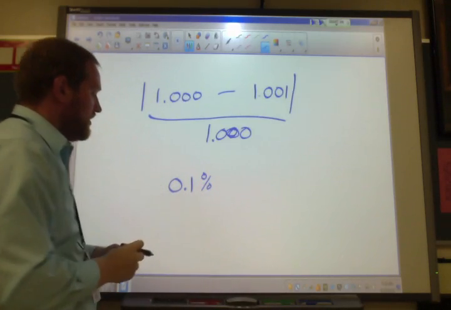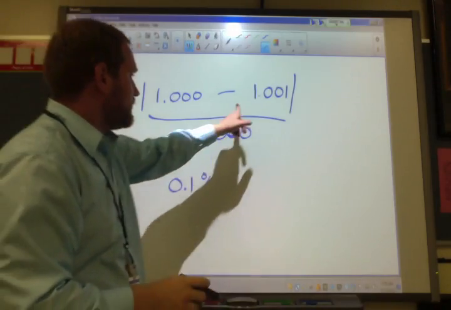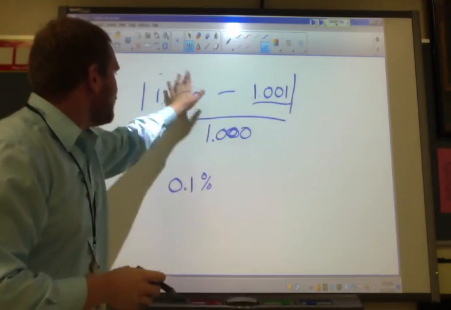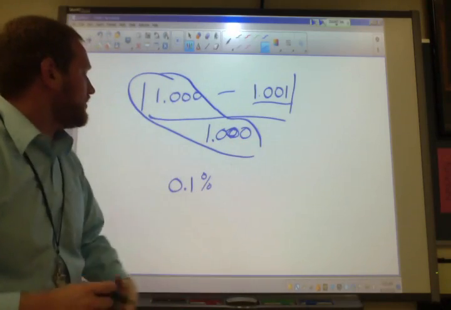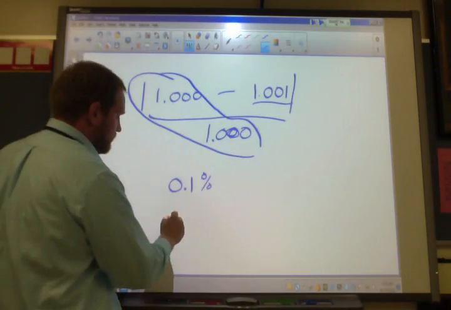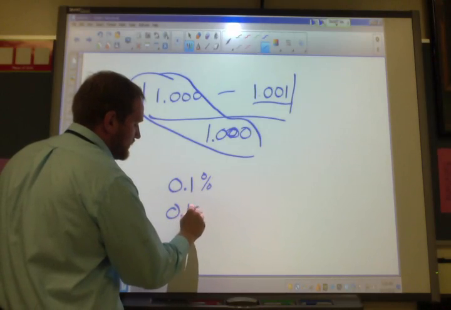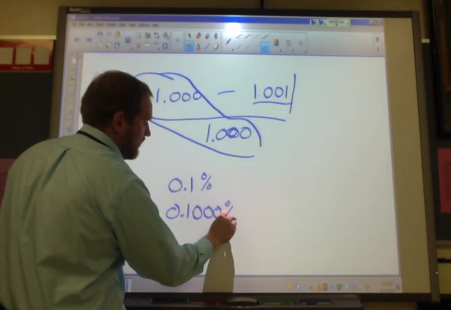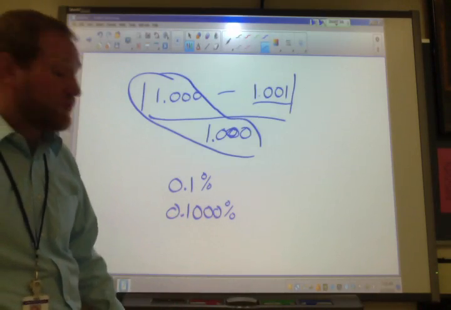0.1%. But just to be consistent with sig figs, 4 sig figs, infinite sig figs, because these are like mathematical concepts, 4 sig figs I should report 0.1000% error. So 1/10 of 1% off.